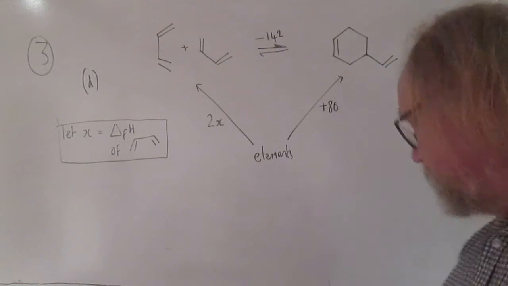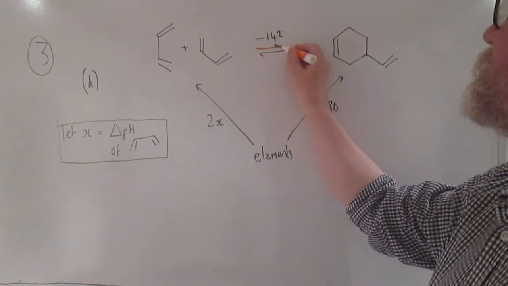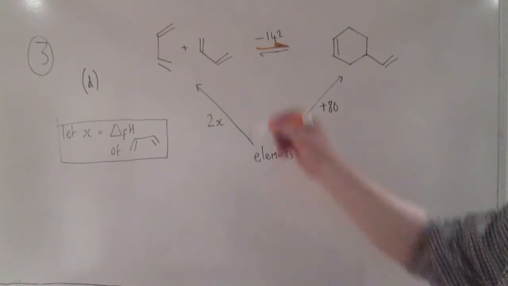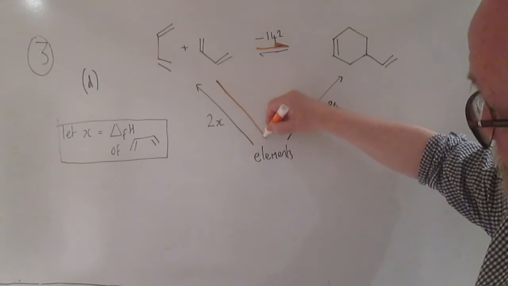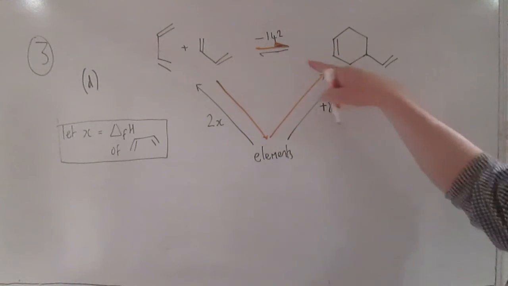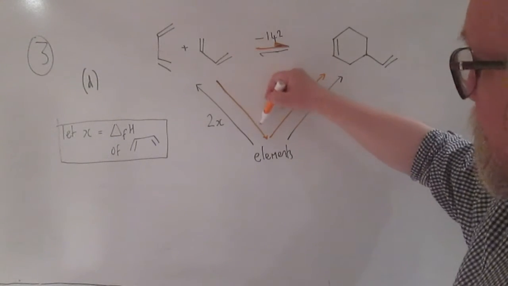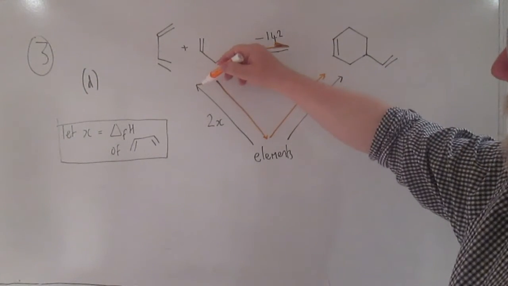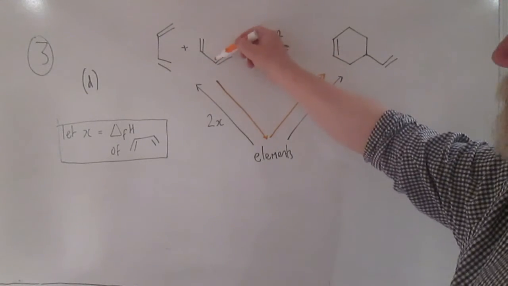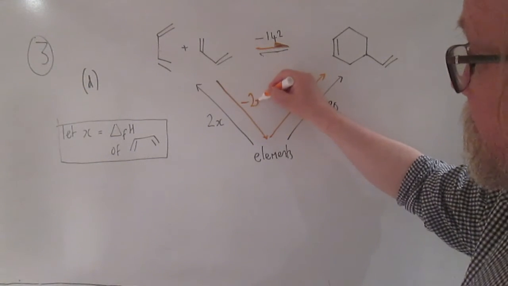So what you do then is to remember that what Hess's law says is that doing that directly, minus 142, you get the same number if you do it in 2 steps, coming down here and then up there. The sum of those 2 steps will equal that. So what are those 2 steps? Well, this one is exactly the opposite of that, because instead of going from the elements to form 2 moles of butadiene, you're going from 2 moles of butadiene back to the elements. So this is minus 2x.